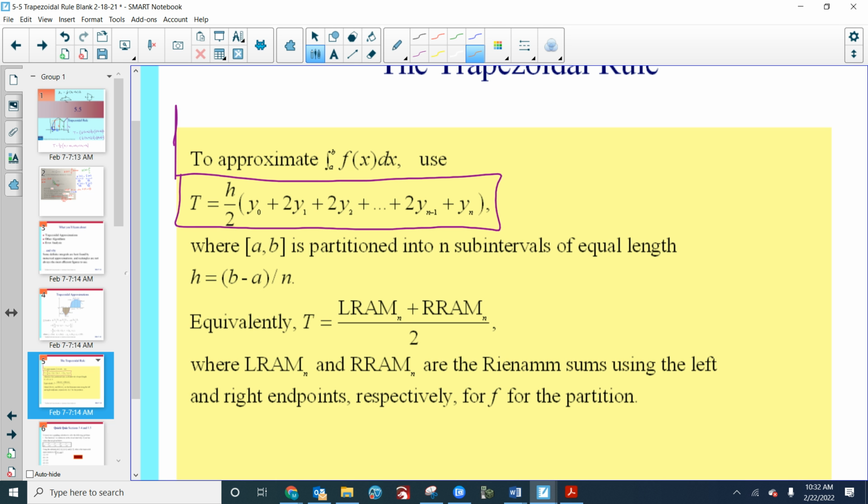Because what if your starting speed was 0? That doesn't get counted for LRAM, and it might skew the data a little bit, right? The trapezoidal sum balances those out.